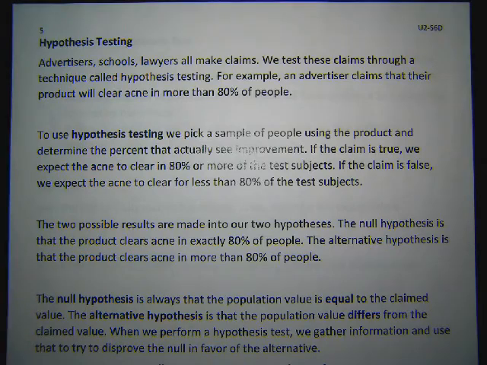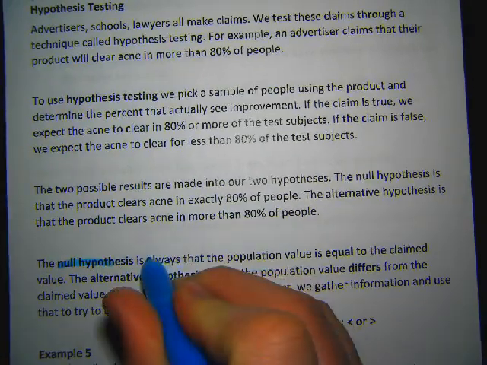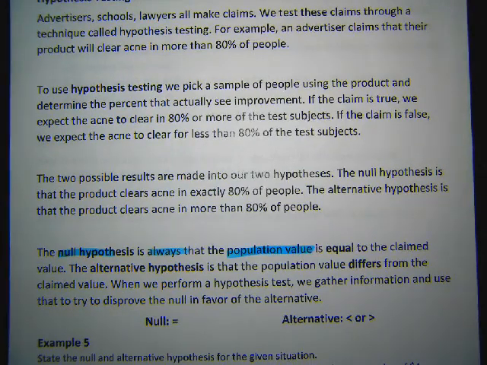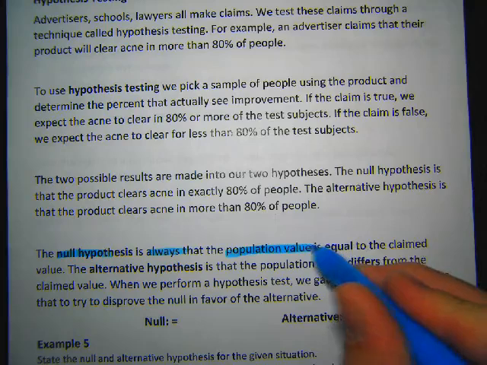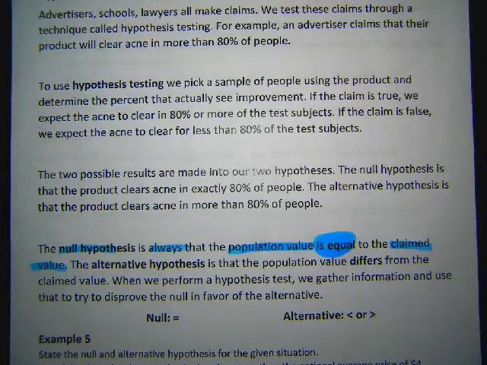Now, you're going to make what's called a null hypothesis. And that is the fact that exactly 80% of people have that acne clear up, and the alternative, which is going to be the more than 80%. And the 2 possible results are made into these 2 hypotheses. The important thing you need to know about the null hypothesis is that it's always the population value, the actual real life value, the percentage of people that are cured by this acne treatment, is equal. That's a big thing. It's equal to the claimed value. So they said, hey, it's more than 80%. The null is going to be it's equal to 80%.